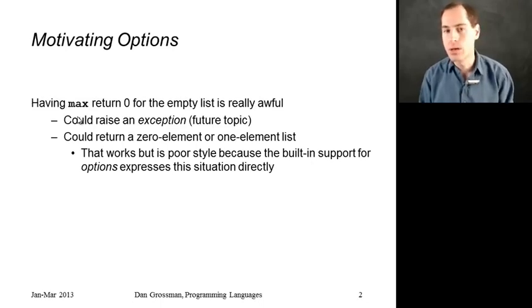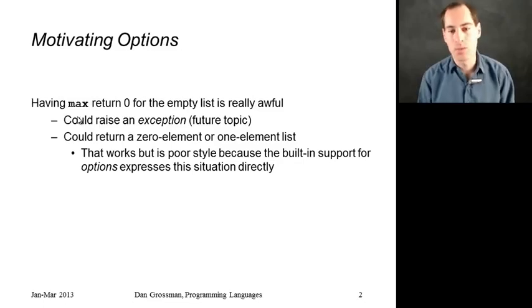So another thing we could do, given the constructs we already have, is to change max so it doesn't return an int, it returns an int list. And what we would do is if you pass it the empty list, we'll give back the empty list. And if you passed it the non-empty list, it would return a one-element list holding the maximum of all the numbers that were in the argument. And that would work, but it's poor style.